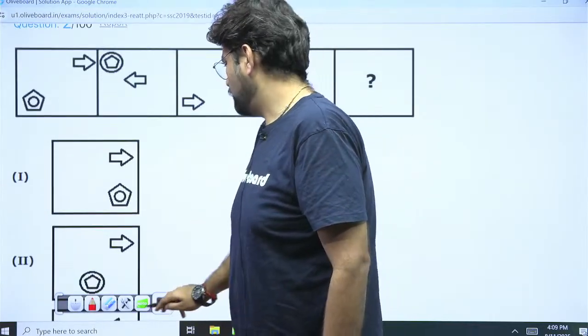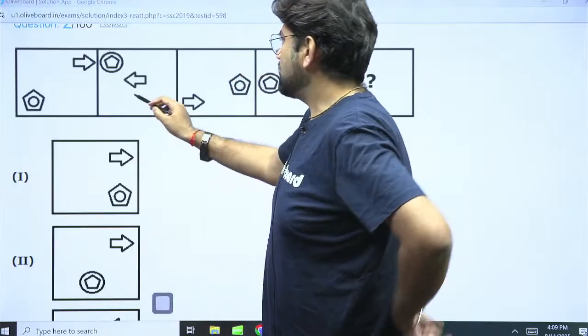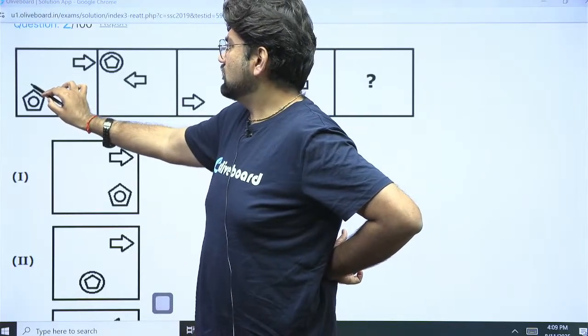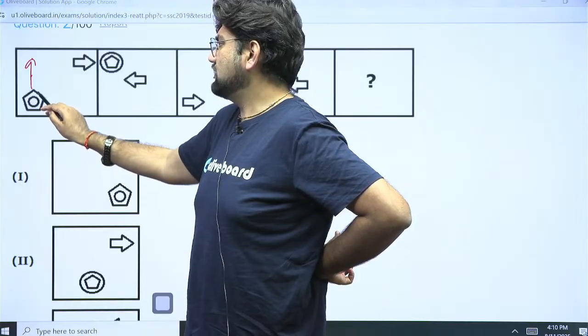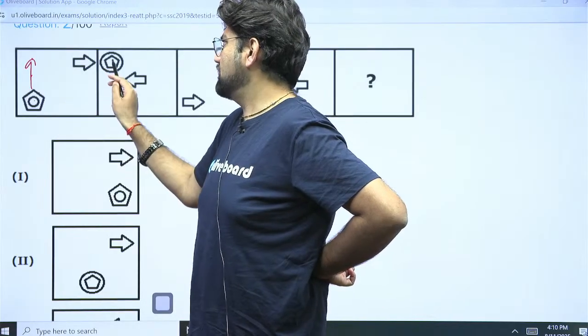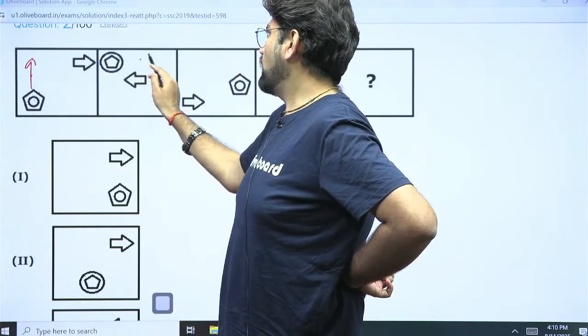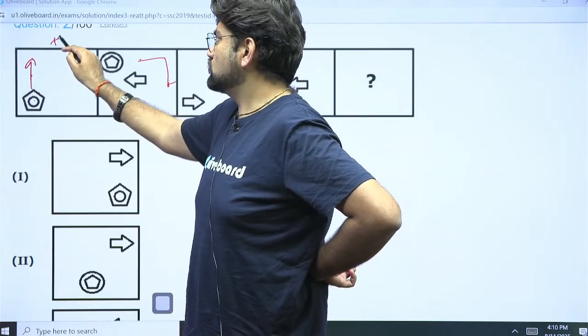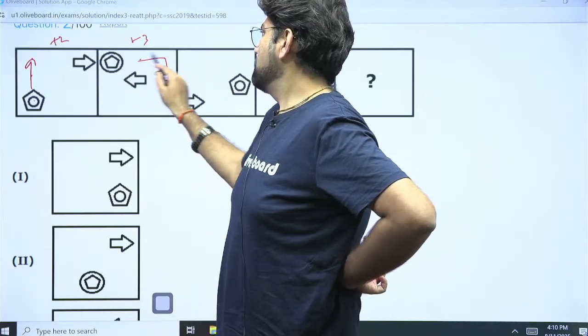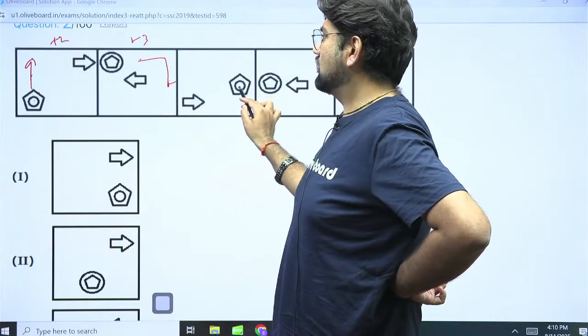Why check for the arrow first? So what is happening here? This is going 1, 2, 2 steps above in the clockwise direction, and this pentagon is going inside and the circle is coming outside. Now this is going 1, 2, 3, 3 steps clockwise. So from here it is going 2 steps, from here it is going 3 steps. And again the pentagon is coming outside, the circle is going inside.